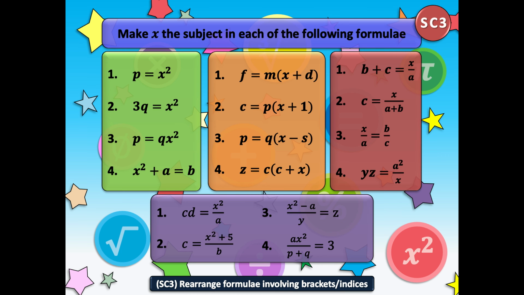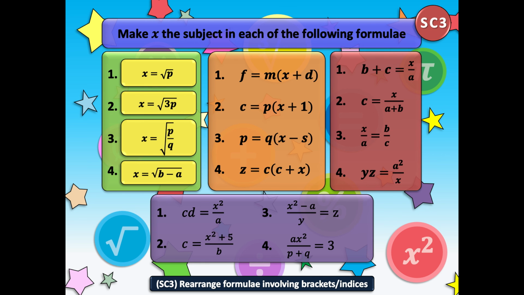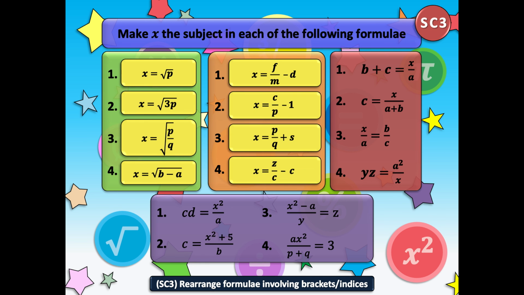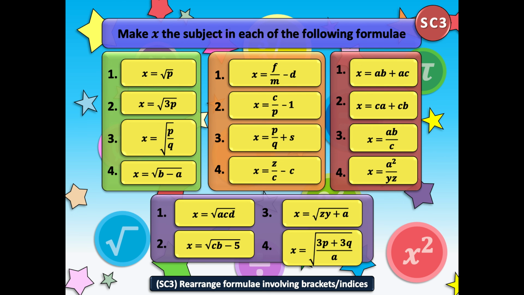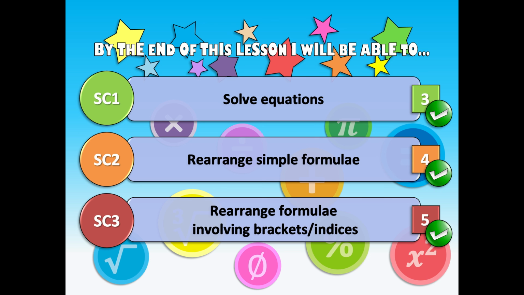Here are some questions for you to have a go at. Pause the video, and when you're ready to mark your work, press play. Here are your answers. So there's your green answers. There's your amber answers. There's your red answers. And there's your purple answers. So now we've completed success criteria 3.